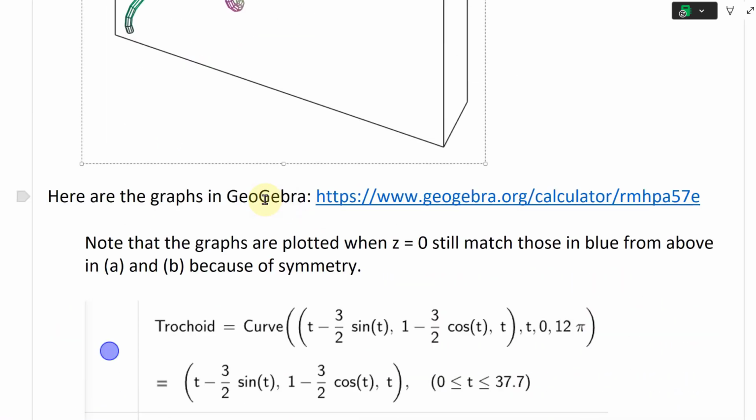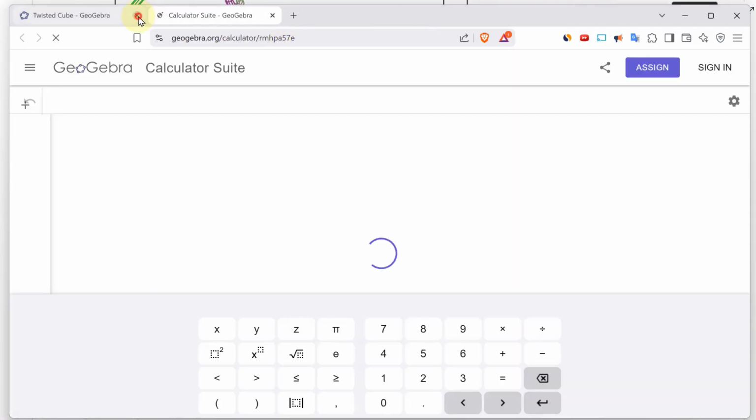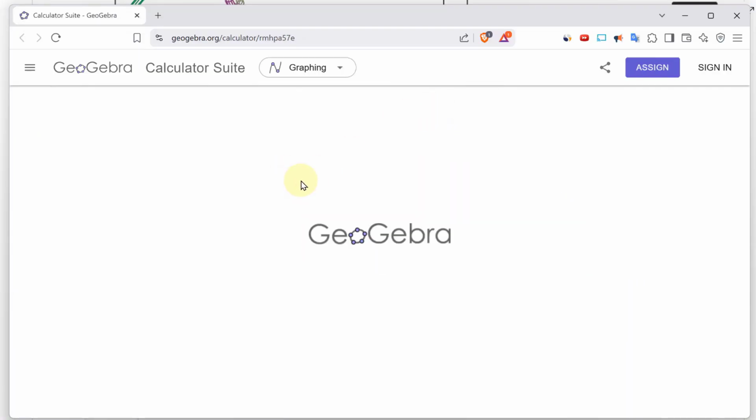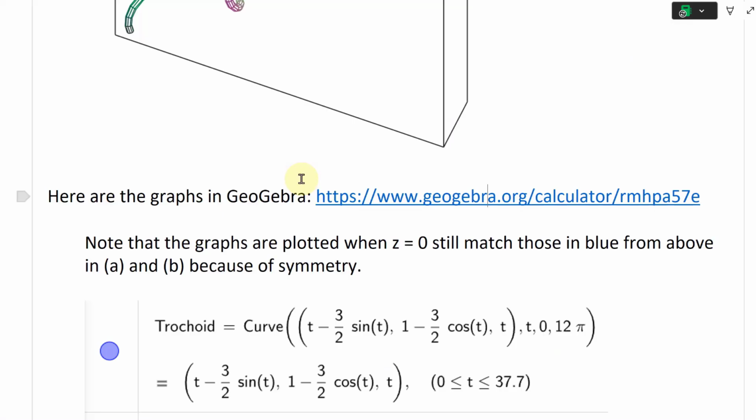And here are the graphs in GeoGebra. So there's the link there. Let's open this up. It's going to be a pretty big graph. I'm going to close some stuff here. Alright, we close some stuff, see if it's loading, and while it's loading, let's go back here. So here are the graphs in GeoGebra that I put in.